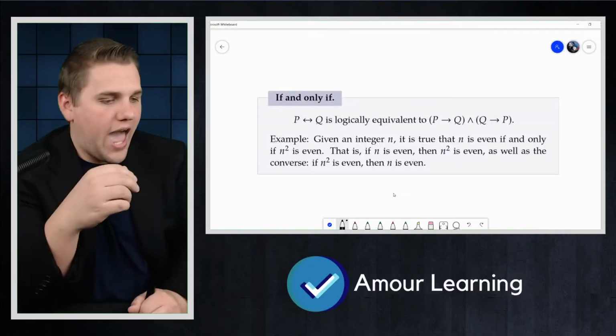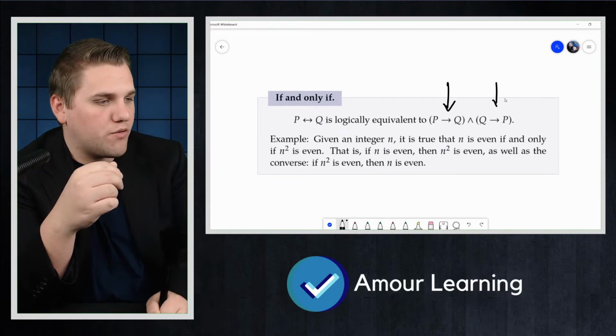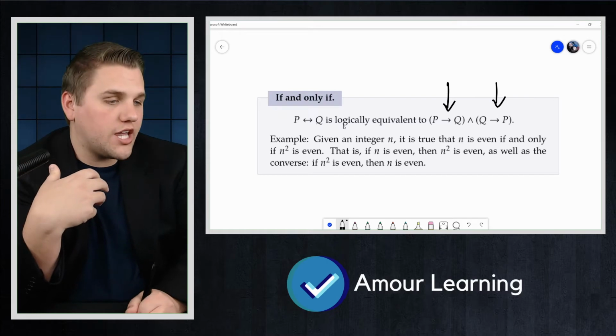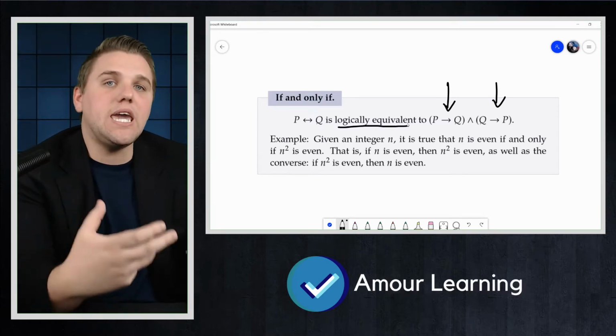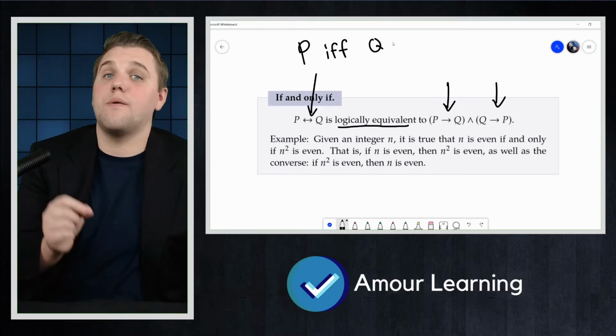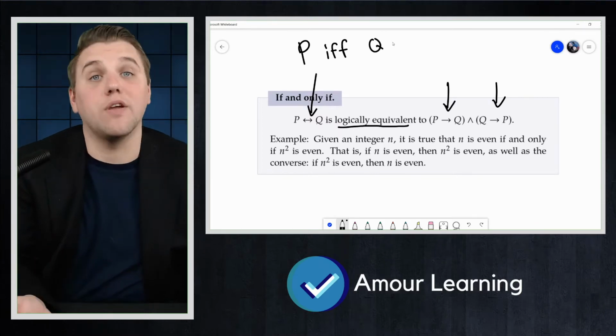As I mentioned in a previous video, an implication is not logically equivalent to its converse. But it is possible that both the implication and its converse are true. In this case, when both P implies Q and Q implies P are true, we say that P and Q are logically equivalent, and we write P if and only if Q. And I'll write that up here, P if and only if Q. This is the biconditional that I mentioned in a previous video.